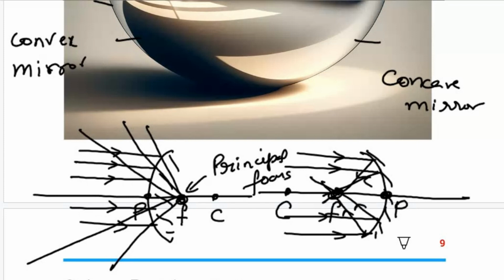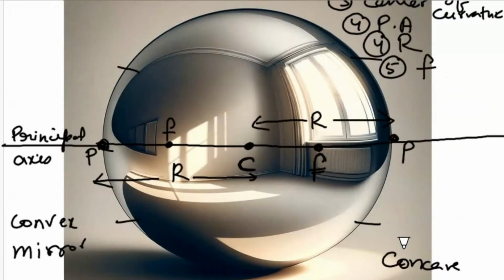So what is principal focus? Principal focus is a point on the principal axis where the parallel beam of light rays after reflection either converge to, in case of a concave mirror, or diverge from, in case of a convex mirror. So that is principal focus.